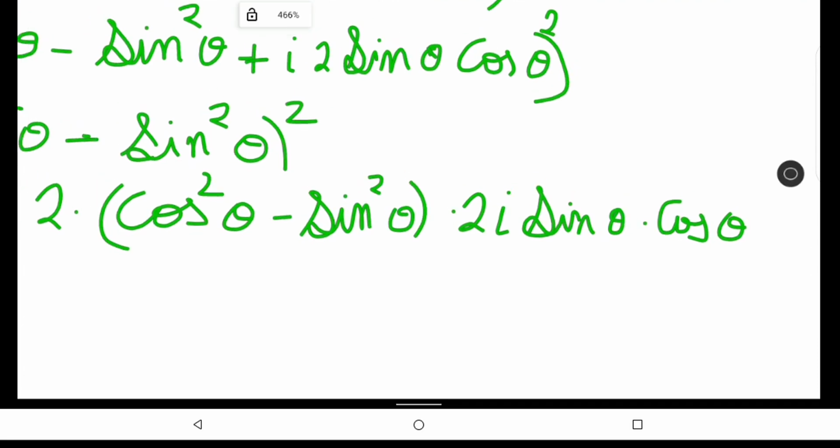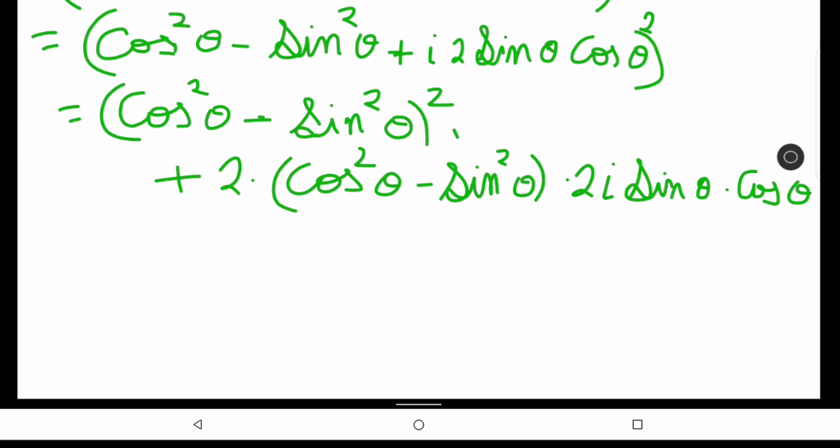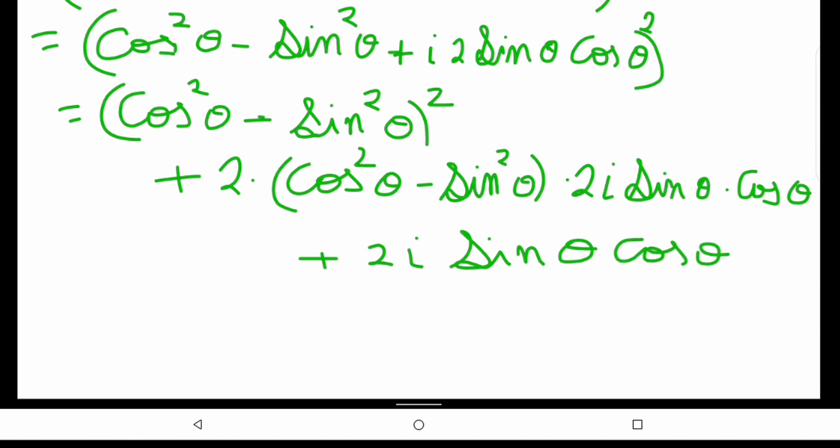So we have (a plus b) whole square to be a square plus 2 into a into b plus b square. What is b here? b is 2i sin theta cos theta, plus b square, so let's square it.